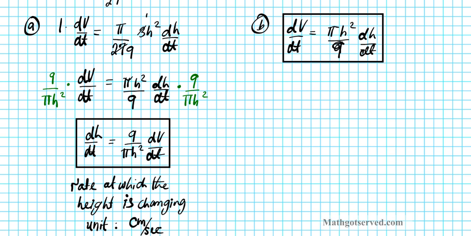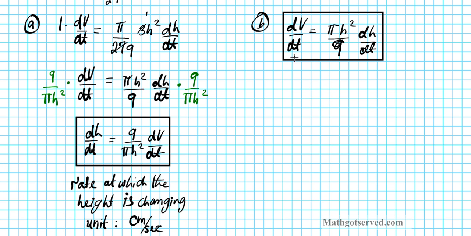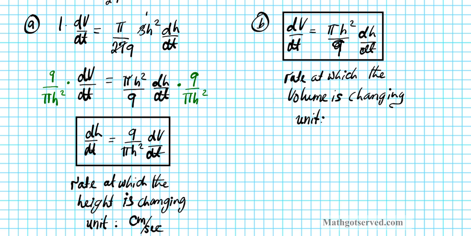Now, what is the meaning of dV/dt? That is the rate at which the volume is changing. And what's the unit here? The dimension of volume is length cubed. So the length here is centimeters, so we have centimeters cubed, and the time measure is seconds. So centimeters cubed per second.